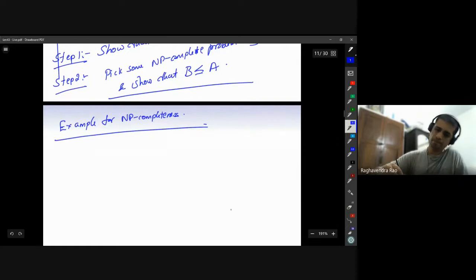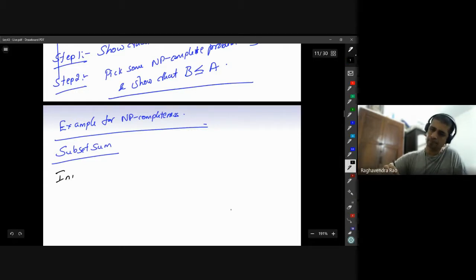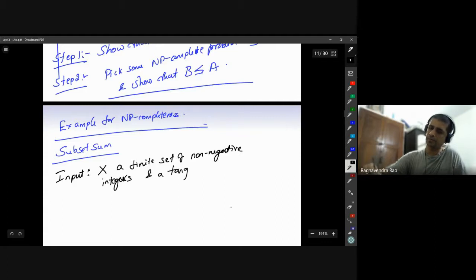So let's consider subset sum. So input is x, a finite set of non-negative integers, and a target t, again a non-negative integer. Okay.